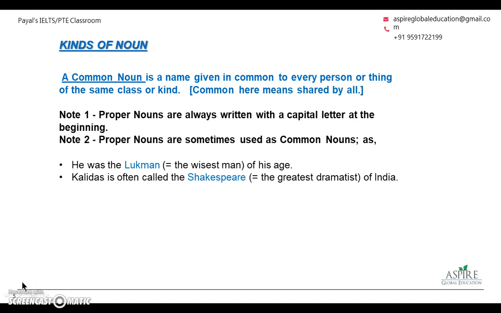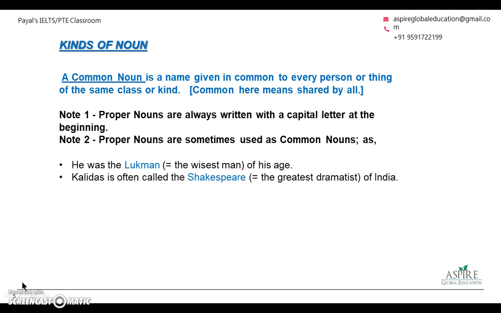Now, what is a common noun? As the name suggests, it is common everywhere. It is shared by all, like girl, book, pen, chair, table. It does not refer to any specific chair or any specific table. It could be any chair or any table. That is why, when it comes in between a sentence, it is written with a small letter, whereas proper nouns are always written with a capital letter, at the beginning of a sentence.